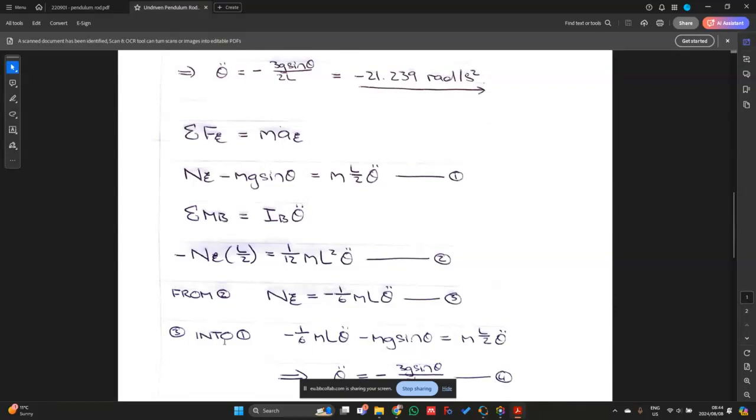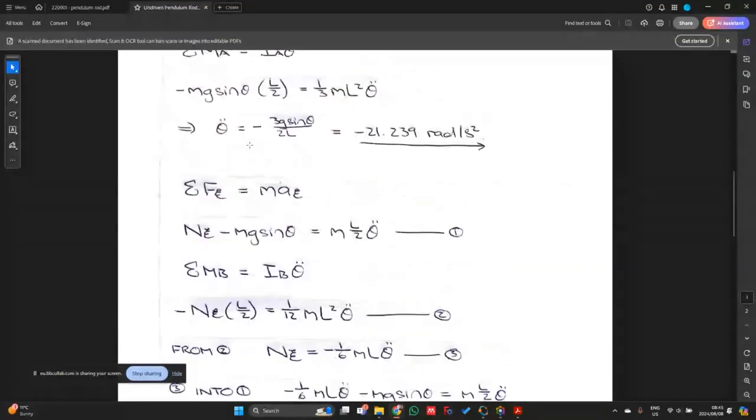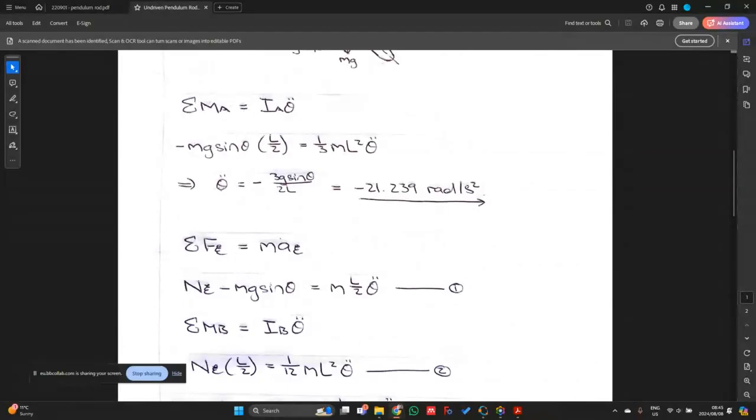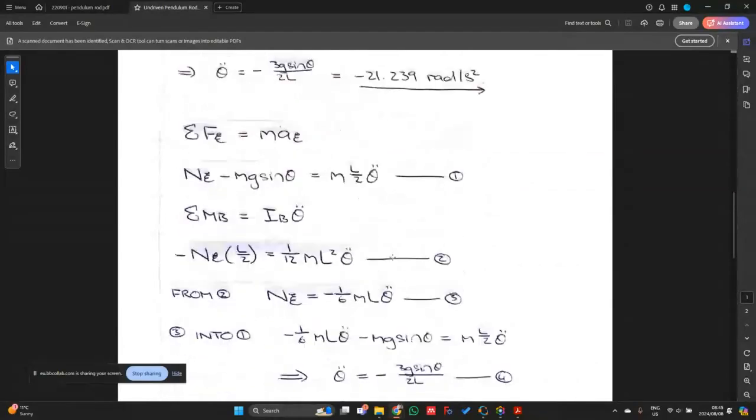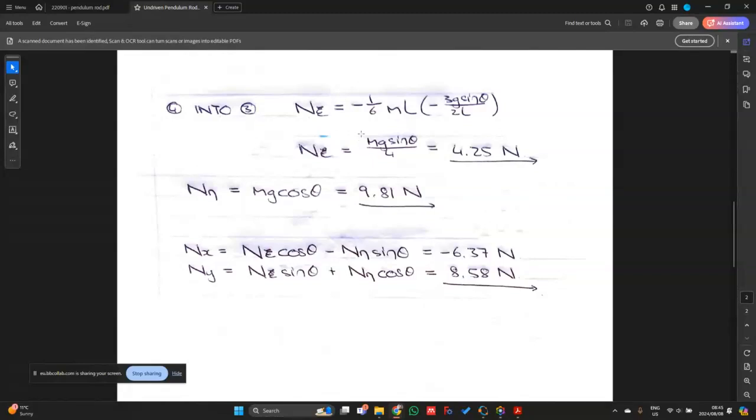Now, if I substitute 3 into 1, I end up with this function over here. Once again, I can solve for theta double dot, and you'll see this matches what I originally got at my moment equilibrium for A. Then I just solve for the reaction force in xi with whichever force equilibrium I want to use. That is then 4.25 newtons. And then I can do the same for eta.